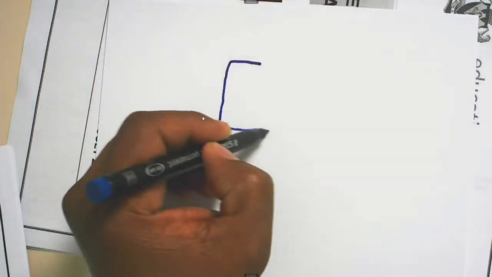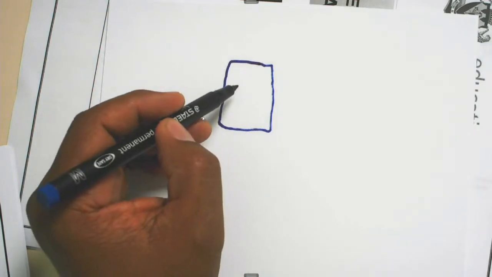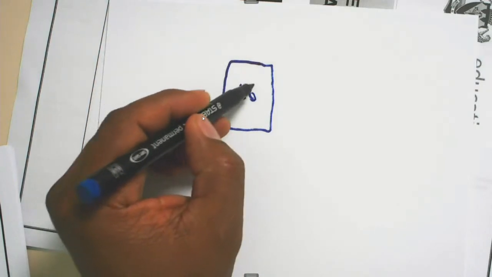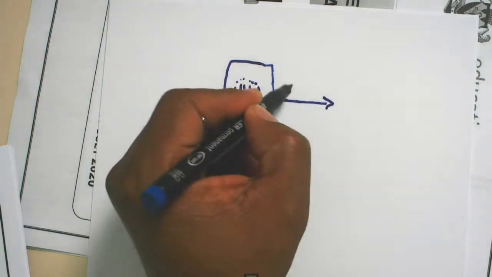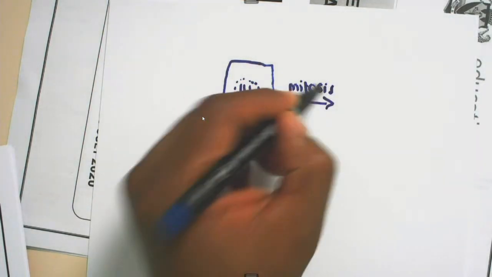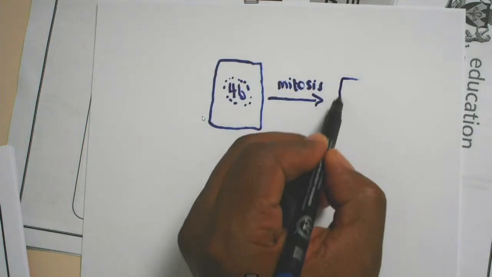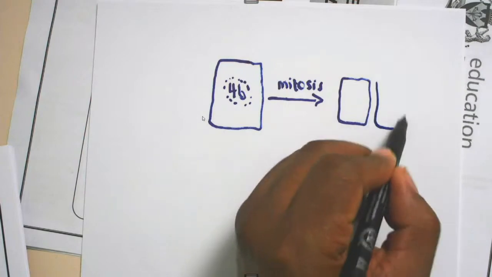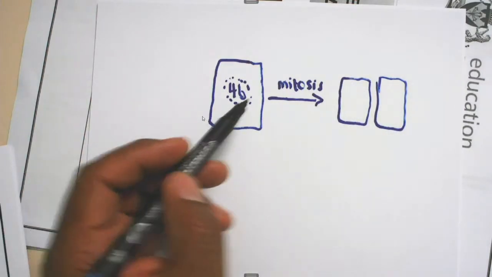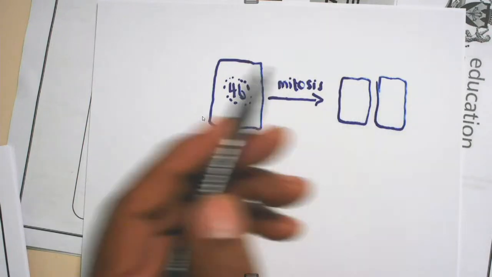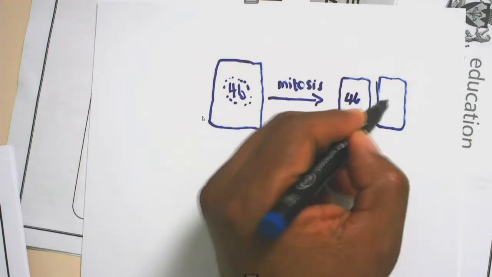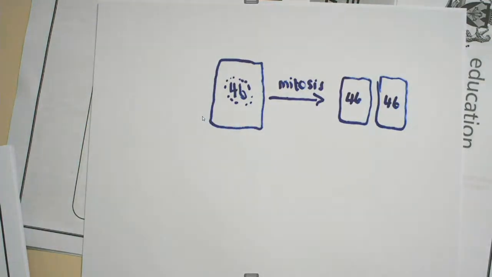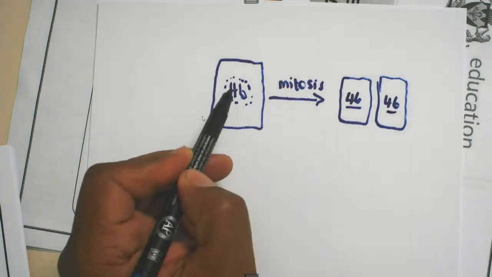Now, if we draw a diagram of a simple cell, and for example this cell has 46 chromosomes inside the nucleus, if the very same cell undergoes mitosis to form two identical daughter cells, instead of the cells having 23, mitosis ensures that the two cells that are formed each have the same number of chromosomes as the mother cell.